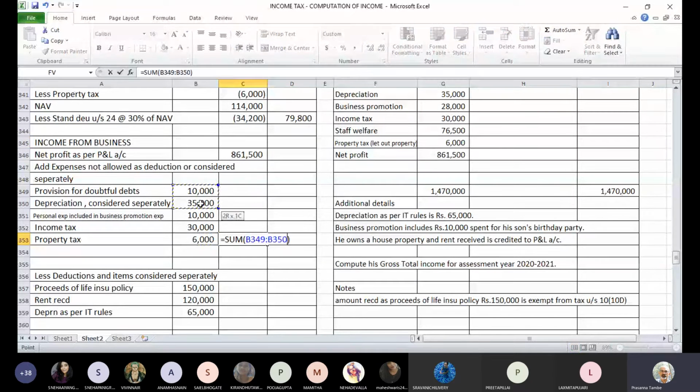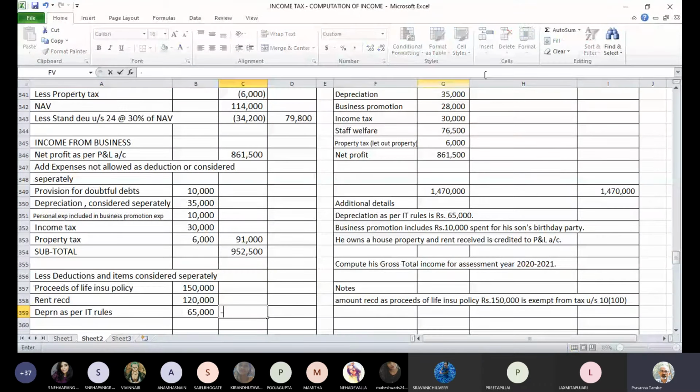So we will take the total of these additions. Total additions are 91,000. Okay. And we take the subtotal also. So 861 plus 91 is the subtotal. This is your subtotal, which is 8,61,500 plus total of additions, which is 91,000. Subtotal comes to 9,52,500. And then these are the deductions.